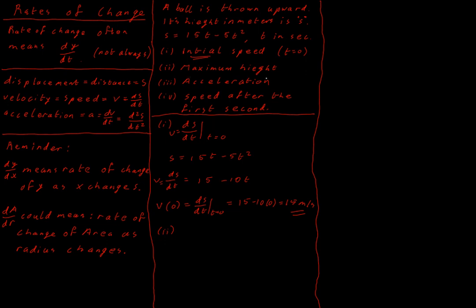I'm asked for my maximum height. Now, maximum, immediately I'm thinking a derivative is equal to 0. When I see the word maximum, I'm thinking of the derivative equals 0. In this case, it's going to be ds dt equals 0. Maximum or minimum happening when ds dt equals 0, and d2s dt squared is going to be negative for a maximum.